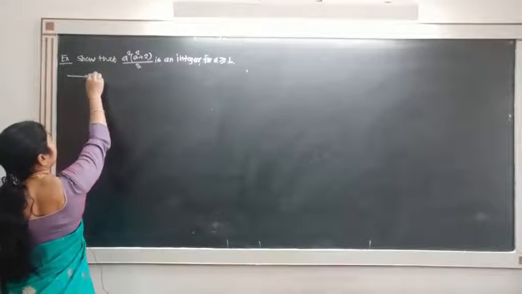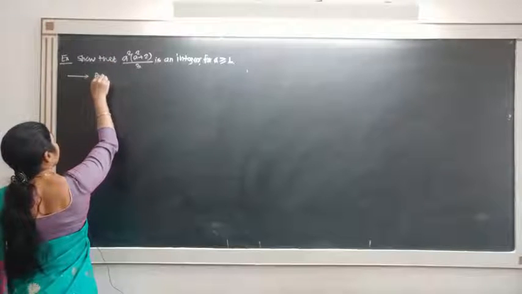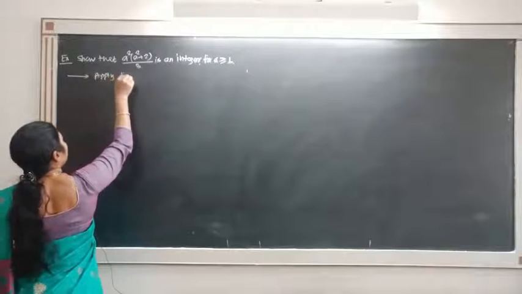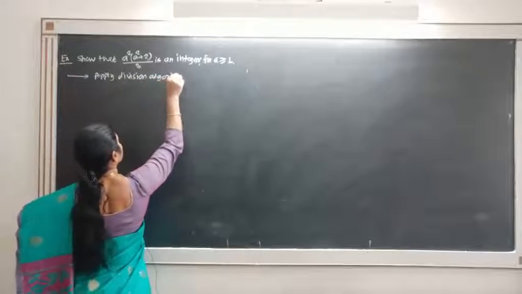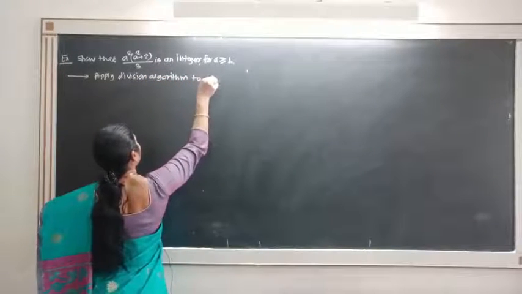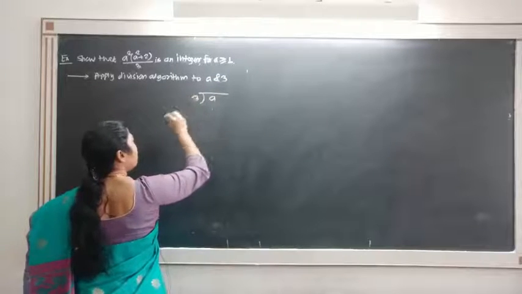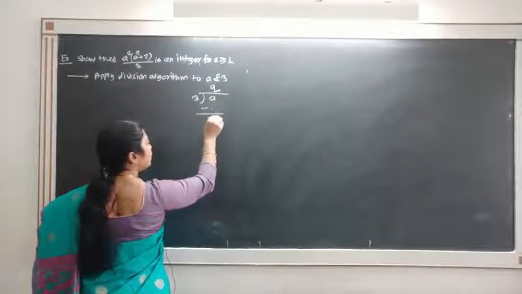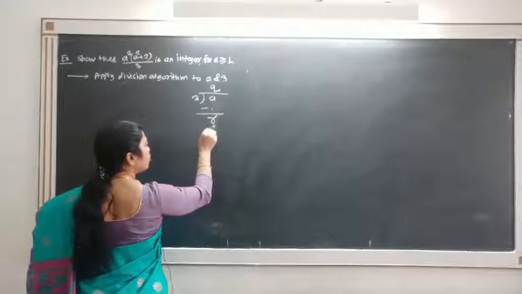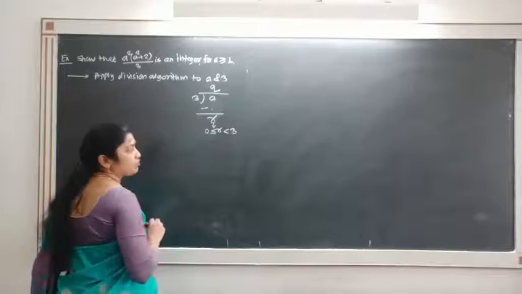So we apply the division algorithm to a and 3. If you apply the division algorithm to a and 3, that is if you divide a by 3, we get some quotient q and we get some remainder r with the property 0 less than or equal to r less than 3, as you are dividing by 3.